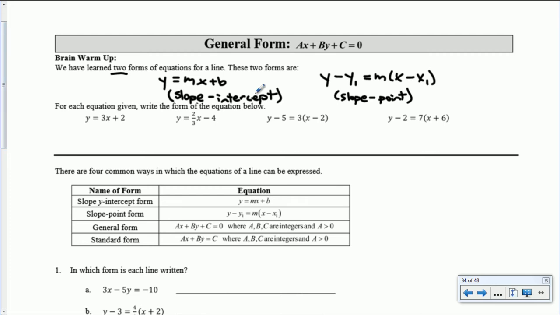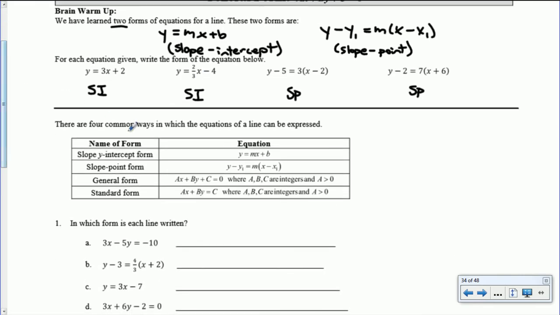The name for that is slope point form. Okay, so categorizing each of these four equations here, this would be slope-intercept, this would be slope-intercept as well, this is slope point, and that's also slope point. So there's four common ways in which the equations of a line can be expressed. Y equals mx plus b, we've done that, that's slope-intercept. Slope point is that one. And two we're going to look at today, well, mainly general form, but standard and general form, both good.